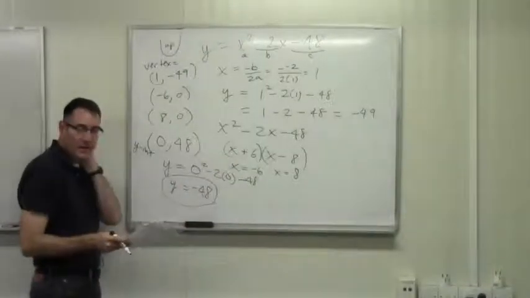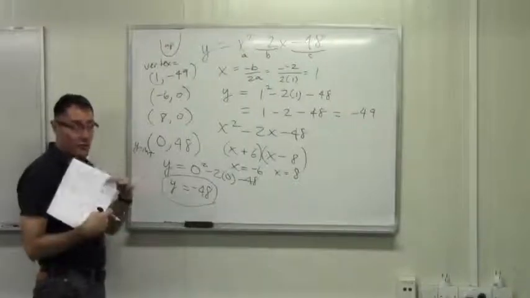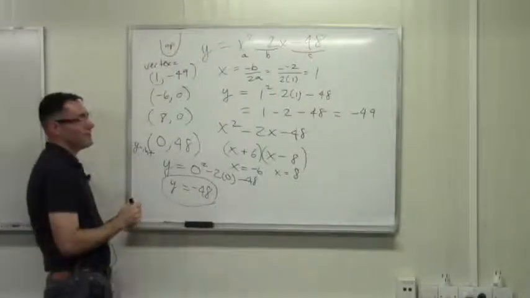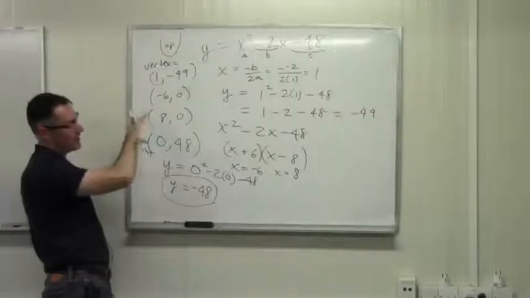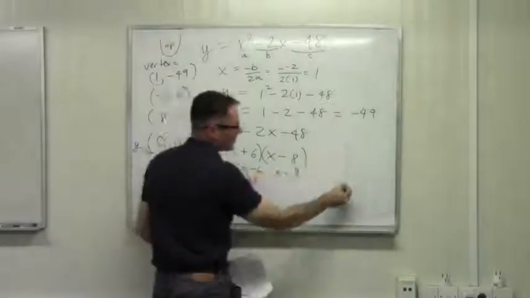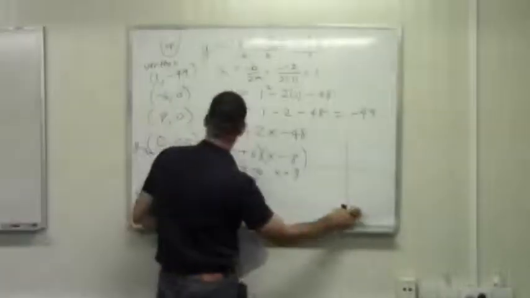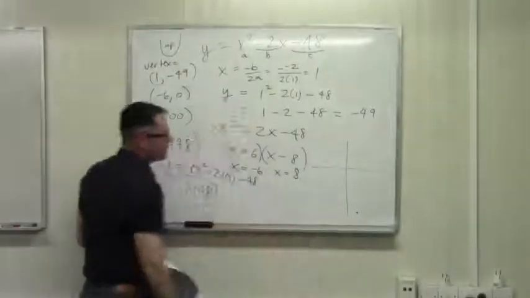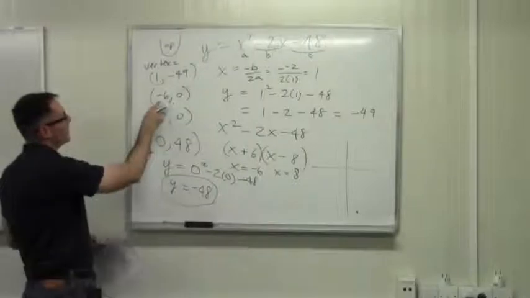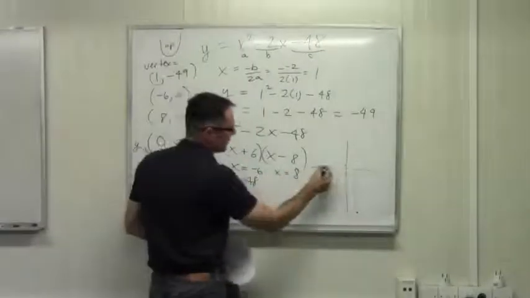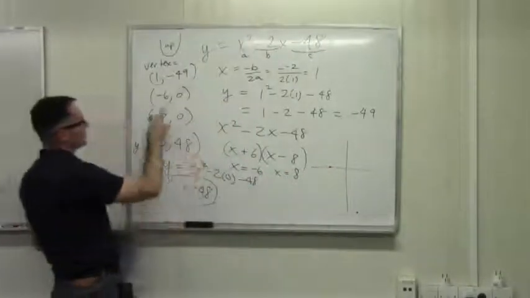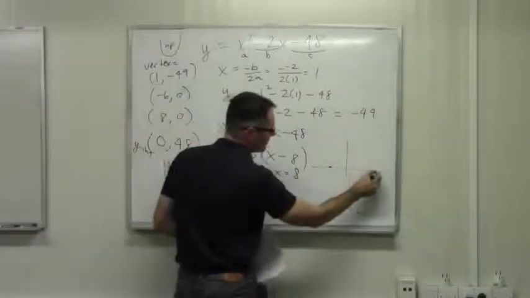OK? And then you'd want to look at a graph. I would give you a little graph to look at. And you'd say, OK, look, all these points, you've got to line it up and figure out which points are where. It's going to look something like this. We know the vertex is 1, negative 49, which is way down here somewhere. And we know that it crosses at negative 6, 0. And it crosses at 8, 0.